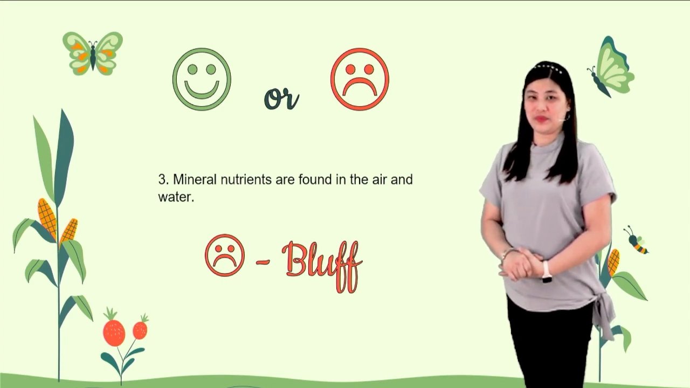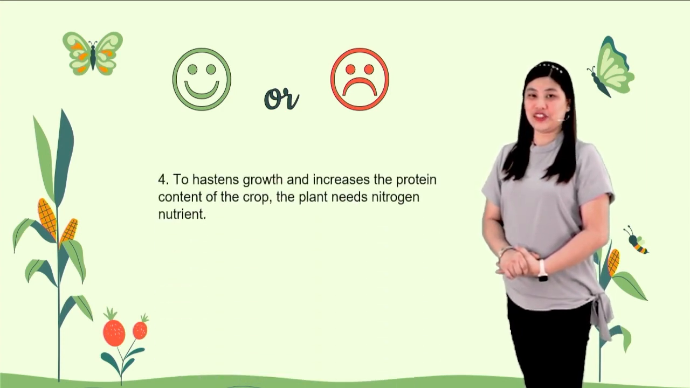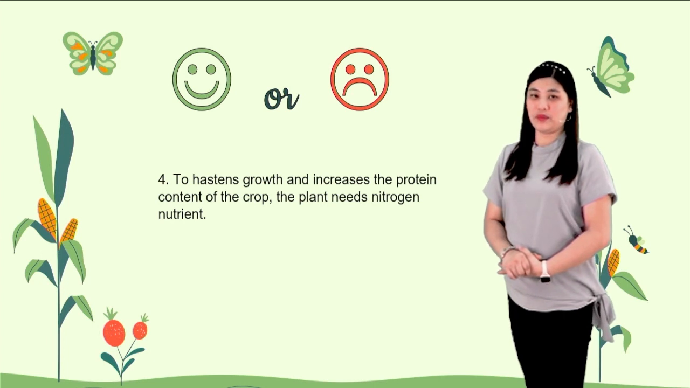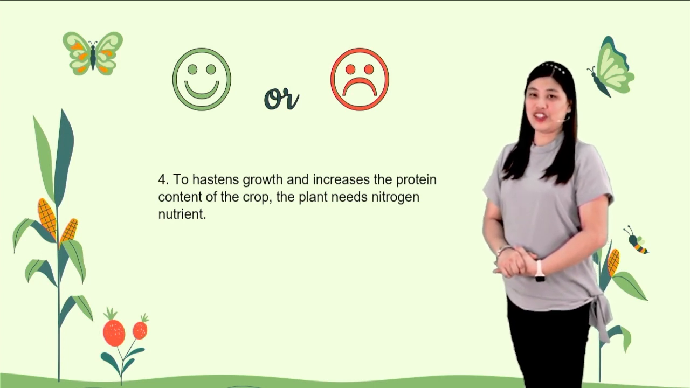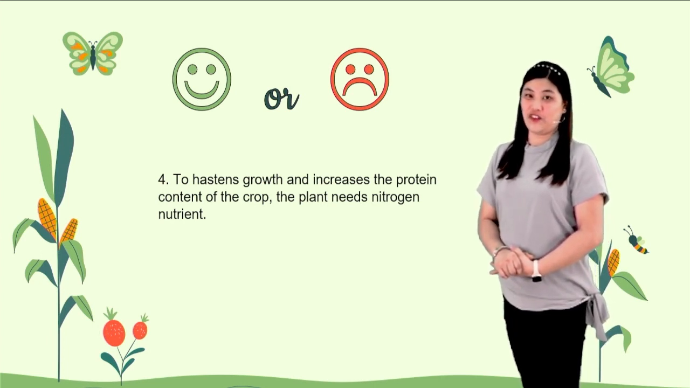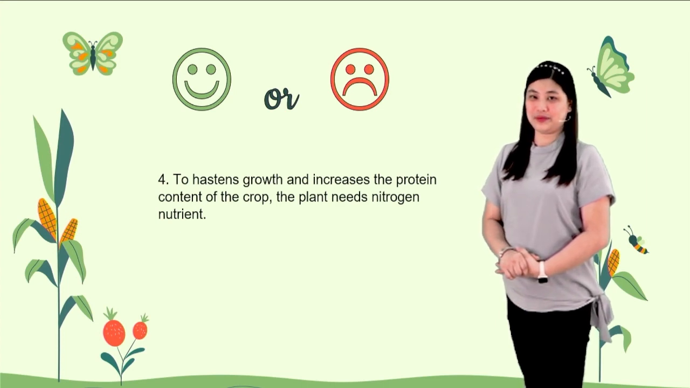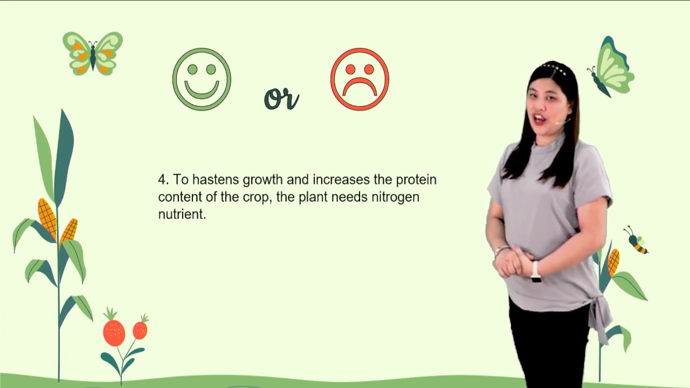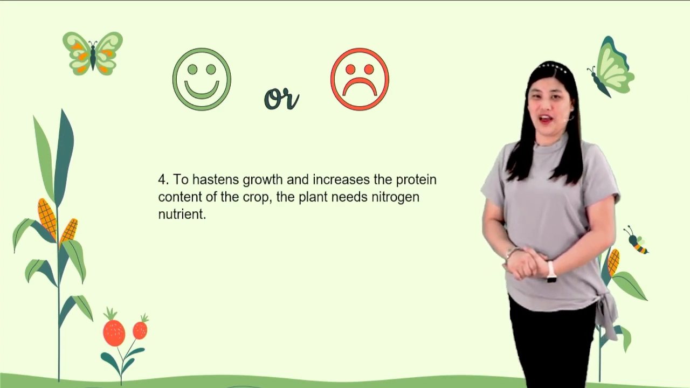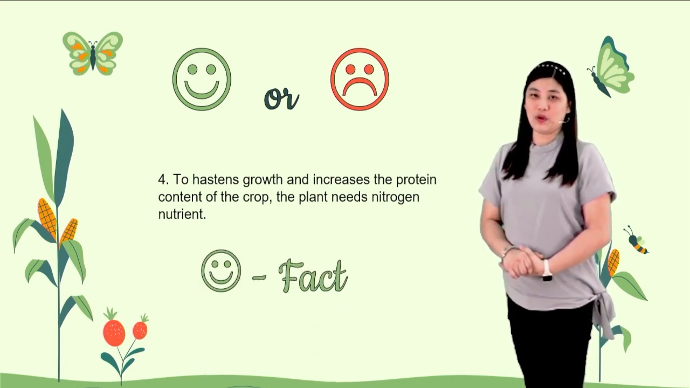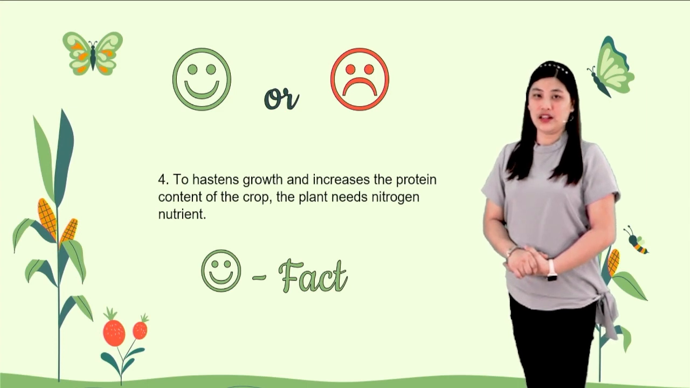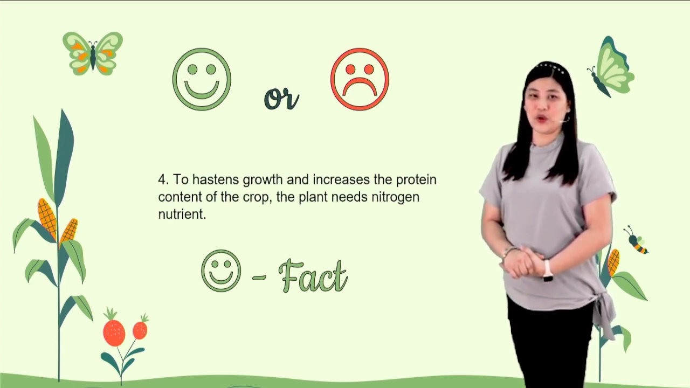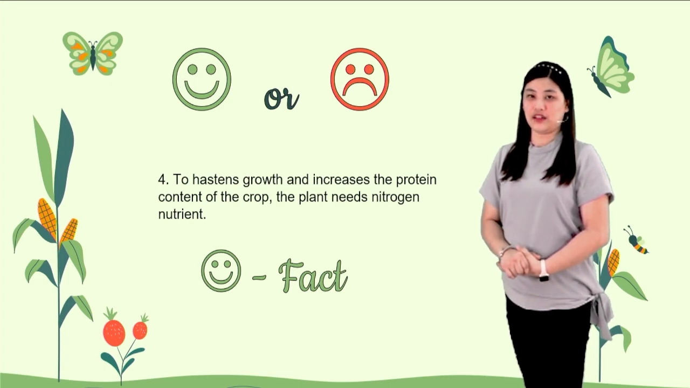Fourth item. To hasten growth and increase the protein content of the crop, the plant needs nitrogen nutrients. Is it a fact or a bluff? Very good. The answer is fact. Nitrogen promotes dark green color, leaf stem and fruit development, and hastens growth and increase the protein content of the crop.